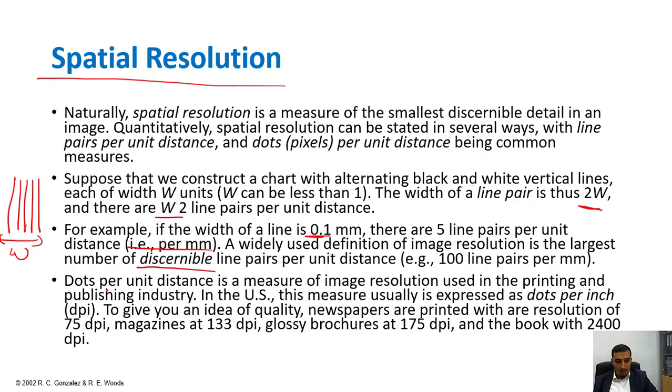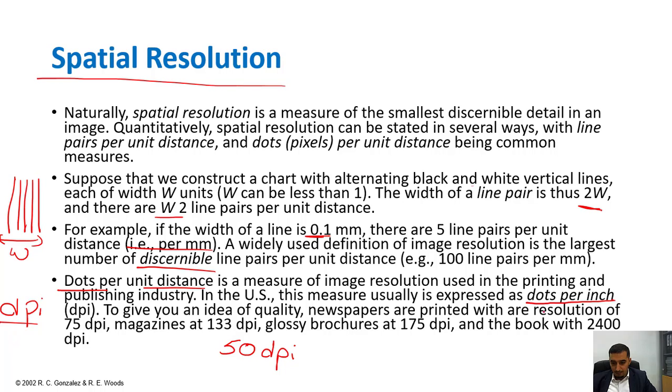Another way is the dots per unit of distance, or what we call DPI. DPI is short for dots per inch. Yes, we are not using the metric system here. If you go and buy a printer, it will tell you, let's say, it has 50 DPI. 50 DPI means it has 50 dots per inch. The higher the DPI, the better your resolution.